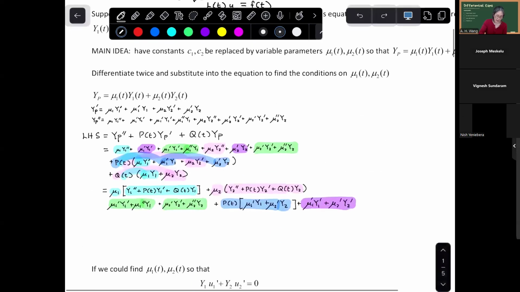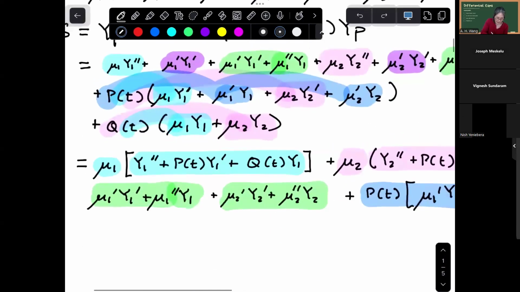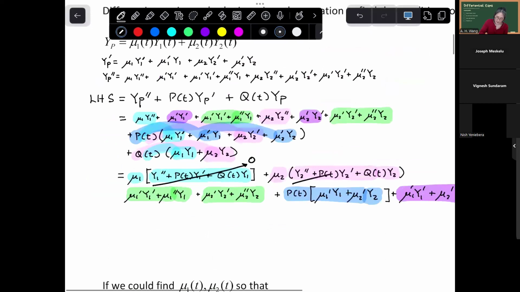So can everybody see that this is equal to 0? Same here. This part is equal to 0 because L of y1 equals 0, and L of y2 equals 0.